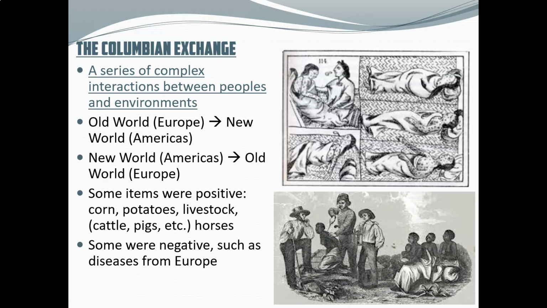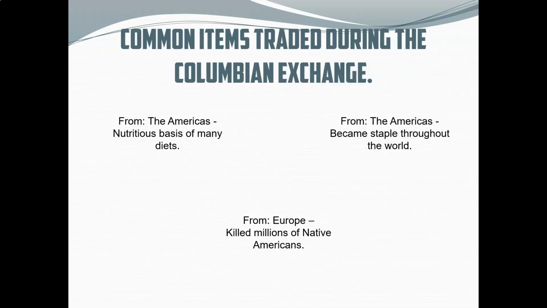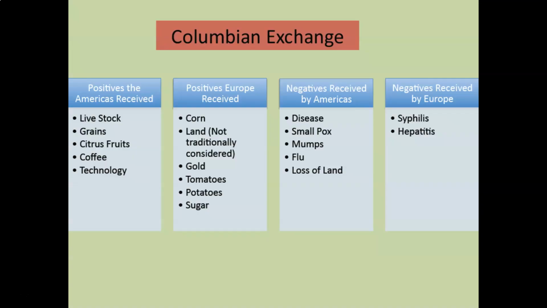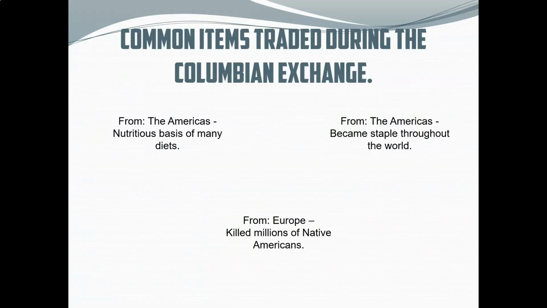So interactions between the Old World, which is Europe, and the New World, which is America, and how Christopher Columbus' sailing to the New World developed a new relationship of trade. What items were traded, what advantages, disadvantages were there. Some items that were positive, just to name a few: corn, potatoes, livestock, and horses. And we also had some negative effects such as disease, and we've talked a lot about that with our early American society.